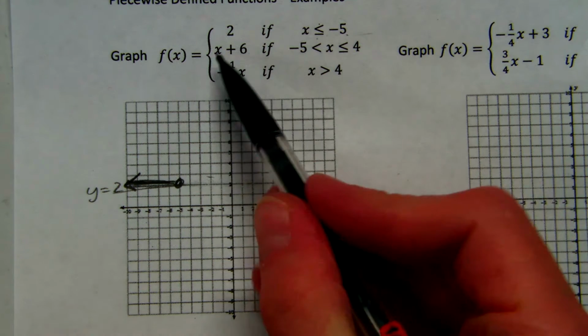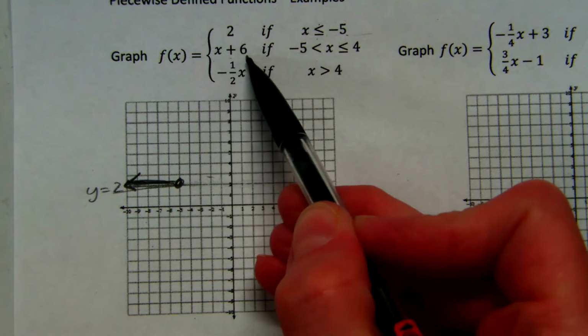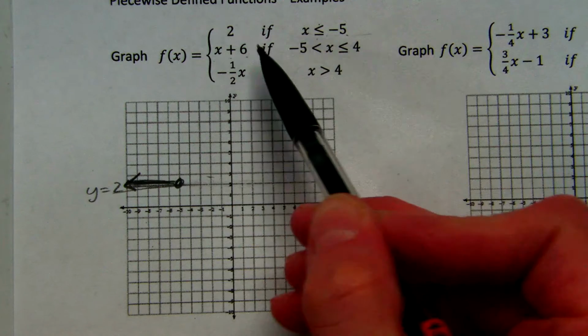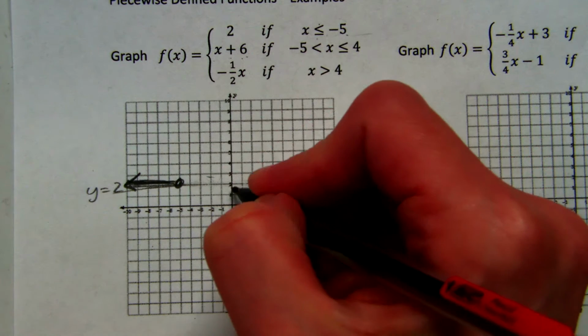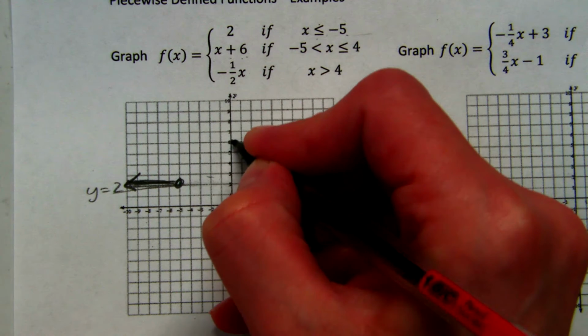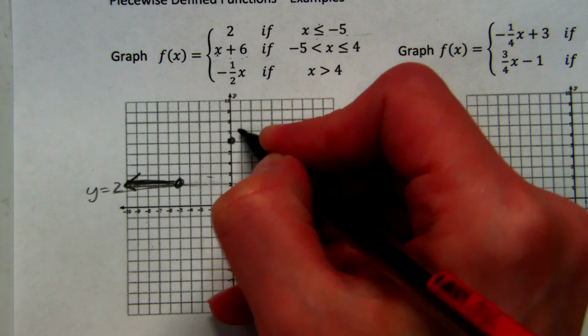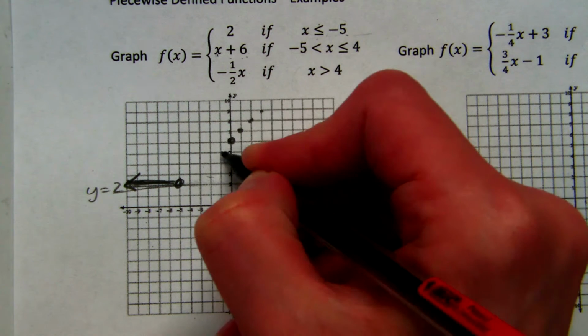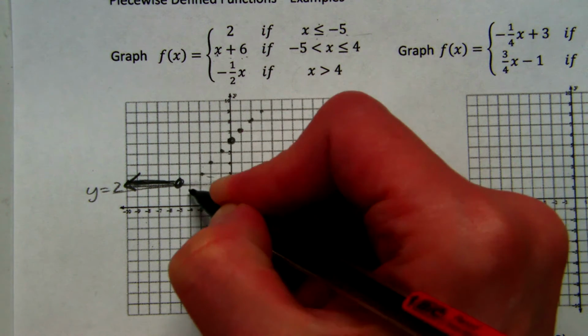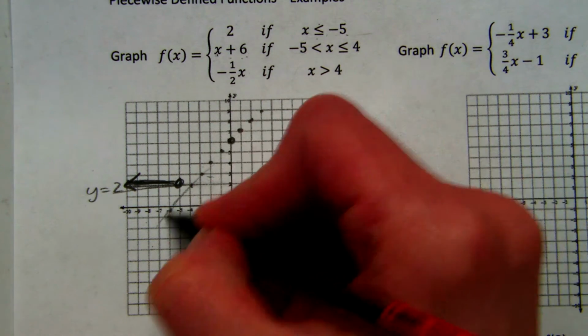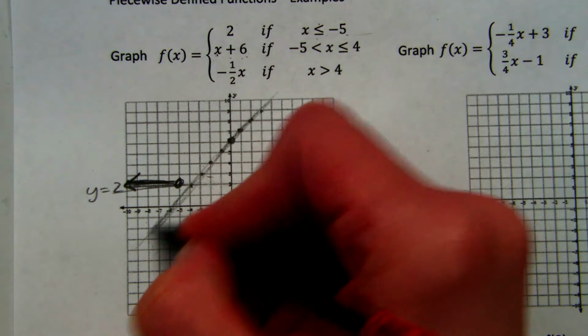So for the next one, we have x plus 6. So if you think slope-intercept, 6 is the intercept. 1, 2, 3, 4, 5, 6. And I've got x, so the slope is 1. So up 1, right 1, up 1, right 1. And so you could do quite a bit of a line here. So if we did the whole line, it would go out to your edges like that.